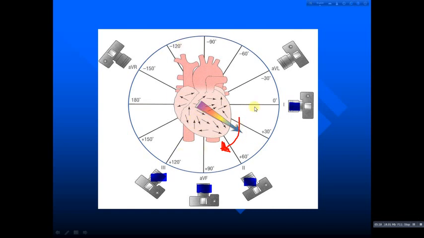In lead 2, there may be positive, or in severe right axis deviation it may be negative, and in lead 3 there will definitely be a positive QRS complex, because this axis is moving towards the right, towards this lead, lead 3. So in right axis deviation, the QRS complex will be negative in lead 1 and 2, but positive in lead 3.